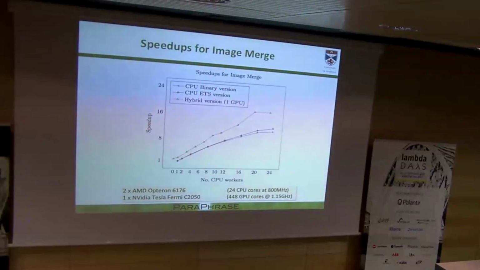Now this is just some very preliminary results, just to show you what our hybrid versions are doing. Here we've got the blue line. It's a simple binary version. This is image merge again. This is the same one where we put the hat on Joe's head that I showed you before. So the blue line is just a simple binary version. We slightly improve it with our binary to ETS refactoring. It gives a slight improvement, but not much.